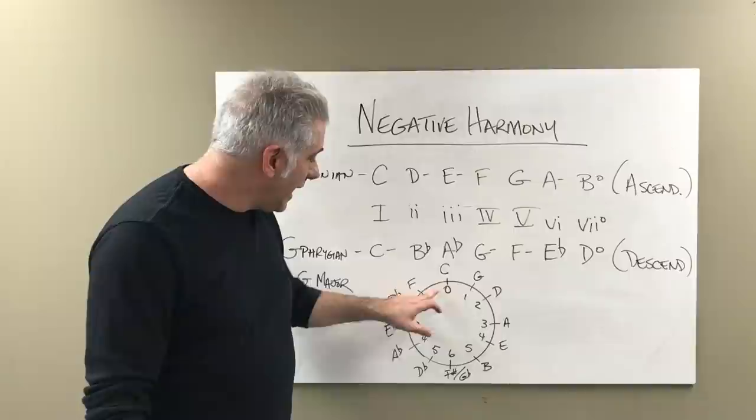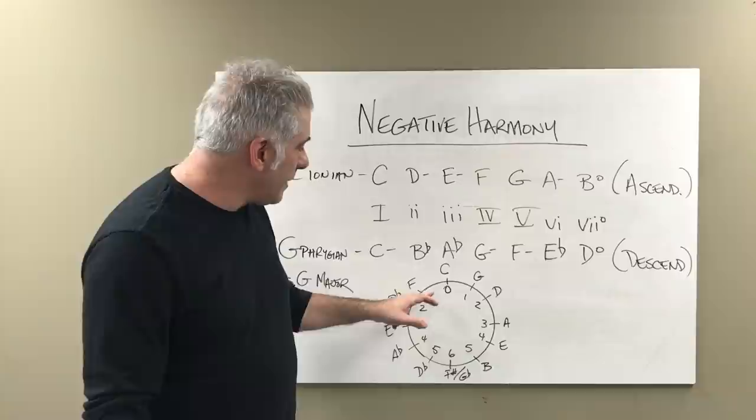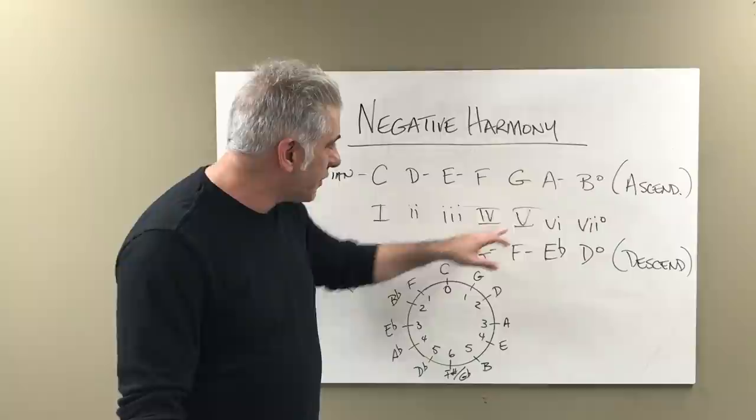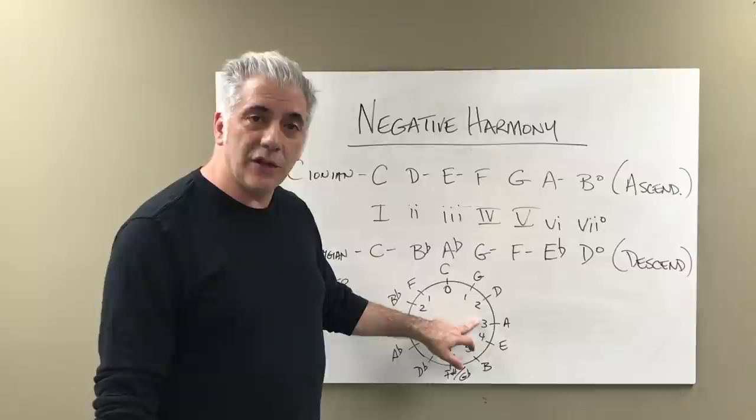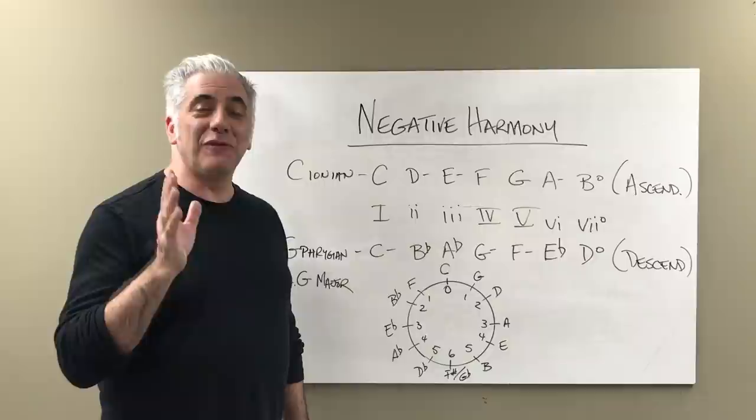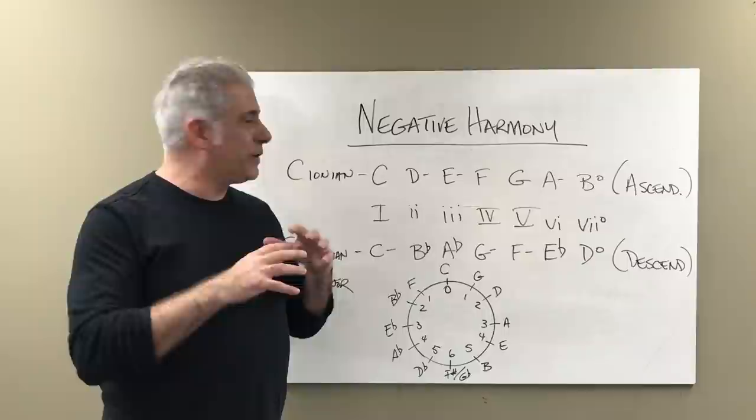F and G, same thing. You're going either one position sharp, one position flat. G and F, same thing. And A and E flat, you go three positions in a sharp direction and three positions in a flat direction. Now, if you go back and rewatch the video from the beginning, you're going to see that you can use negative harmony in very different ways. You don't have to use the same pairs of modes.